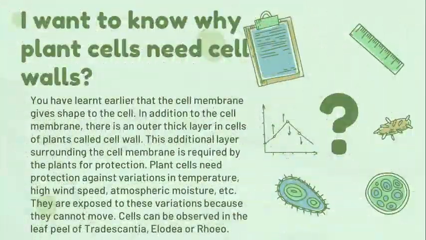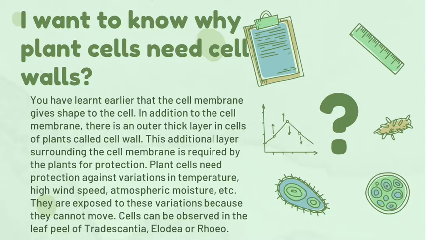Next, there's a question: why do plant cells need cell walls? Why only plants, and why not animals? Let us see. You have learned earlier that the cell membrane gives shape to the cell. In addition to the cell membrane, there is an outer thick layer in plants called the cell wall. This additional layer surrounding the cell membrane is required in plants for protection.